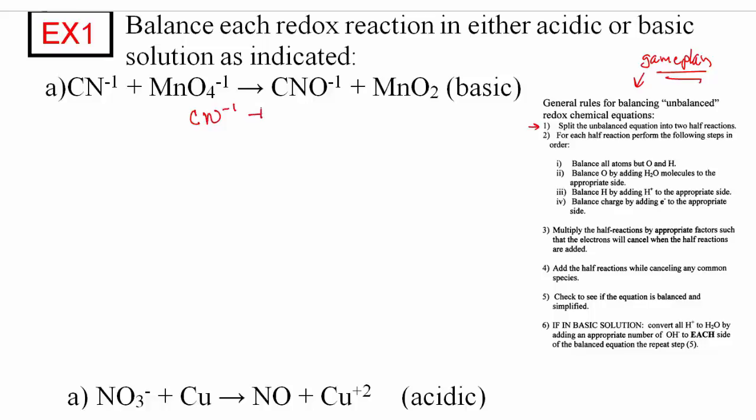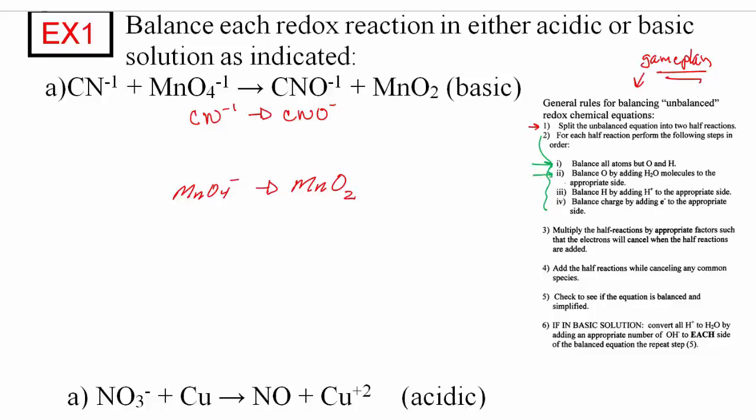Cyanide going to CNO-. The other half reaction is permanganate going to manganese dioxide (MnO2). Now, for each half reaction, let's do these steps. Let's balance all atoms but O and H. So, balance the carbon and the nitrogen, they're balanced.